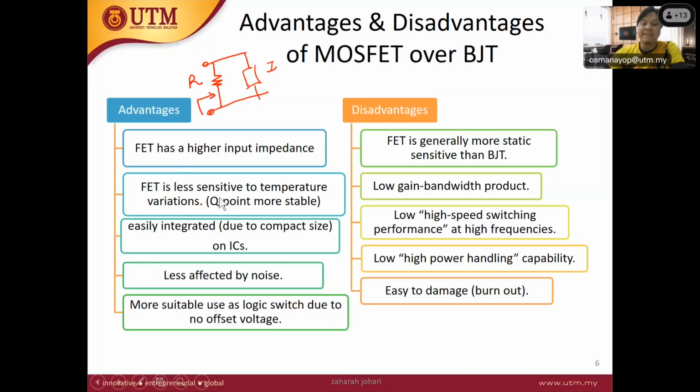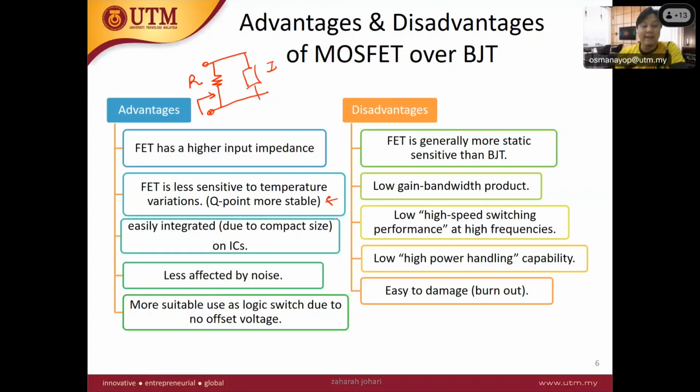And then FET is also less sensitive to temperature variations. That means the Q point will be more stable. And also, MOSFET is easily integrated into an IC. Do you know IC? Okay, or we call it a chip, because in ICs there are a lot of components, typically semiconductor components inside the chip. Due to the compact size, very small compared to BJT, MOSFET is more suitable for IC design.